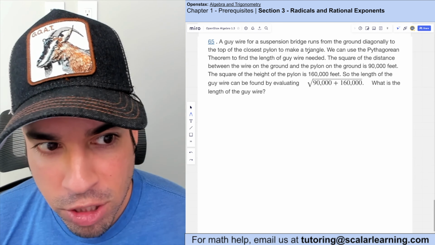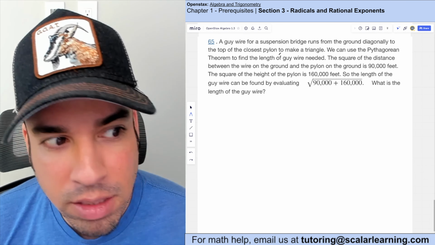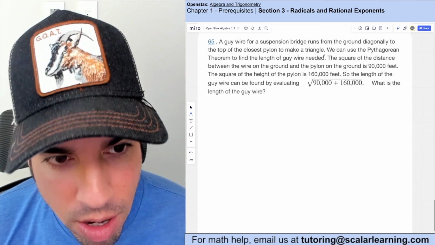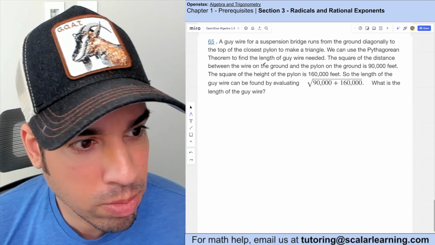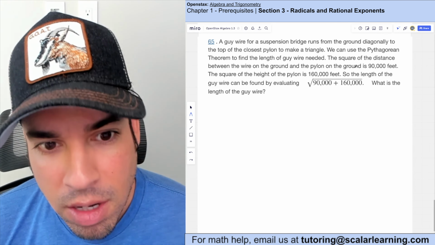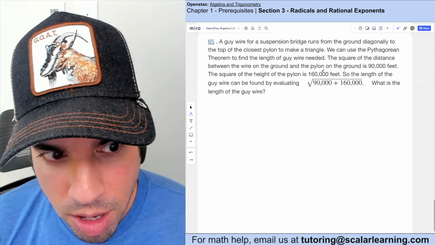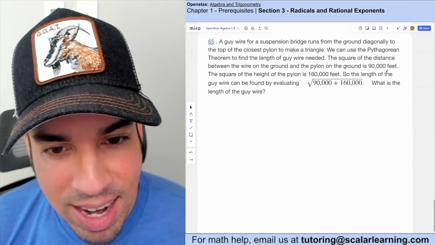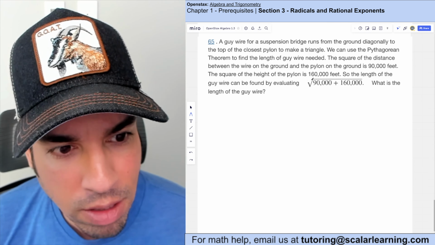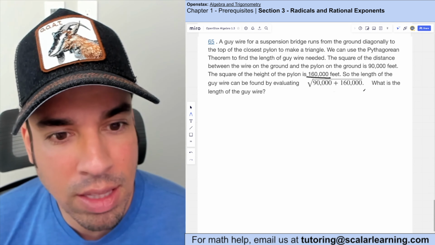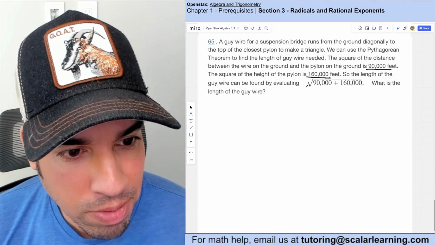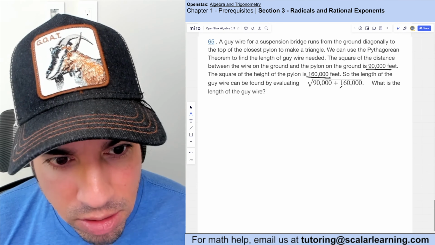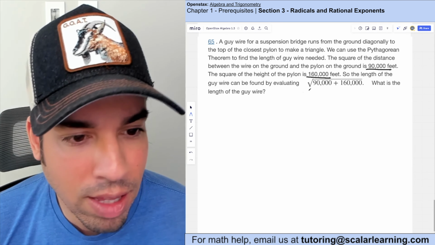A guy wire for a suspension bridge runs from the ground diagonally to the top of the closest pylon to make a triangle. We can use the Pythagorean theorem to find the length of the guy wire needed. The square of the distance between the wire and the ground on the pylon on the ground is 90,000 feet. The square of the height of the pylon is 160,000 feet. So the length of the guy wire can be found by evaluating the square root of 90,000 plus 160,000. What is the length of the guy wire?